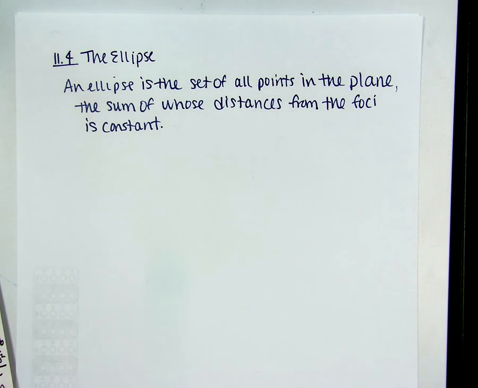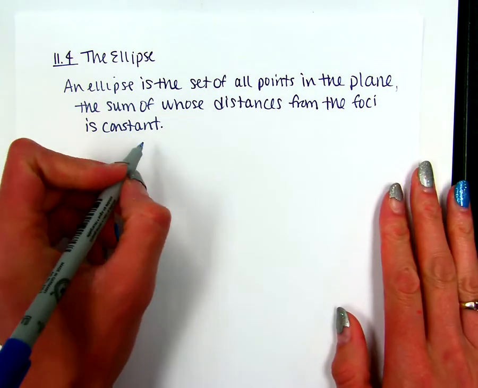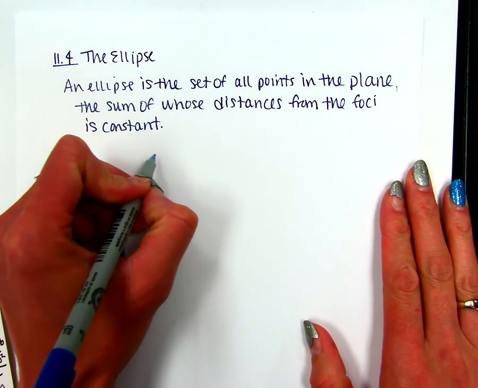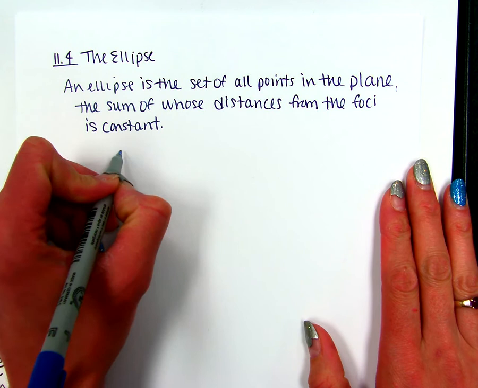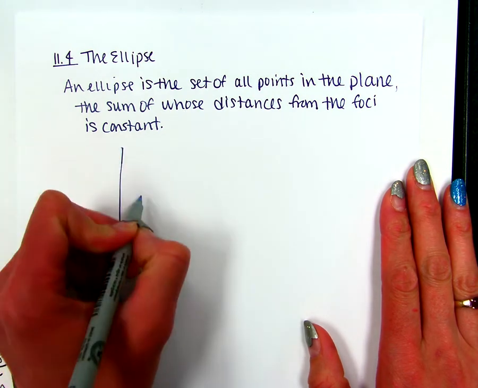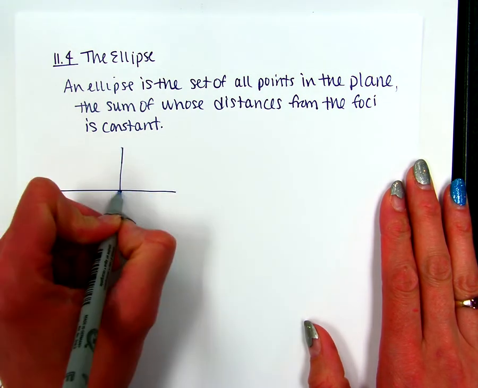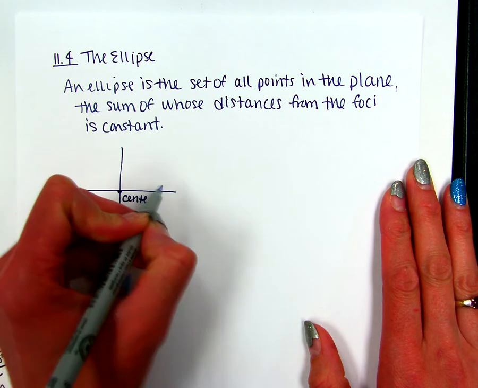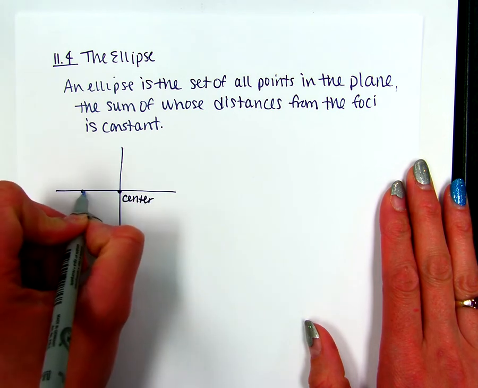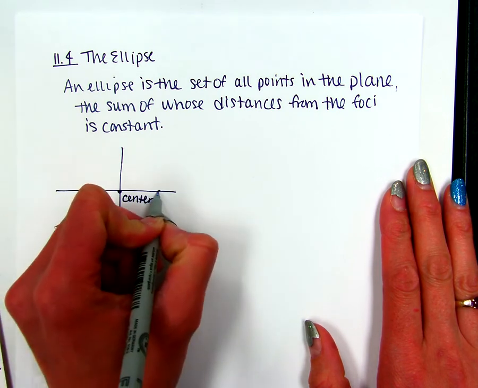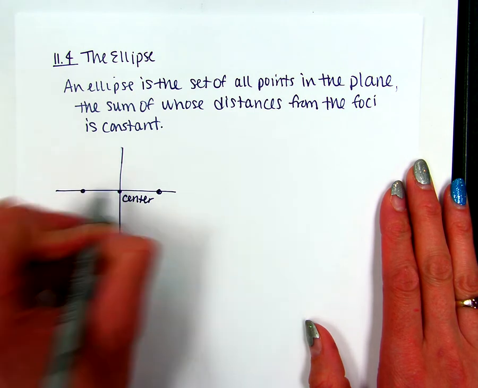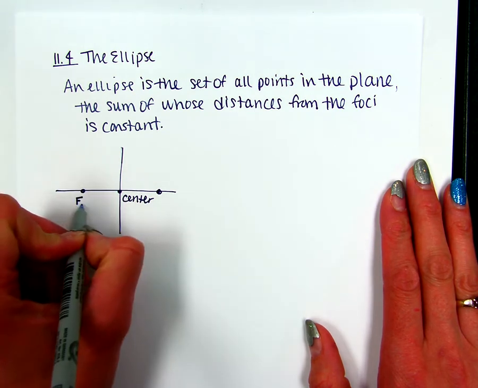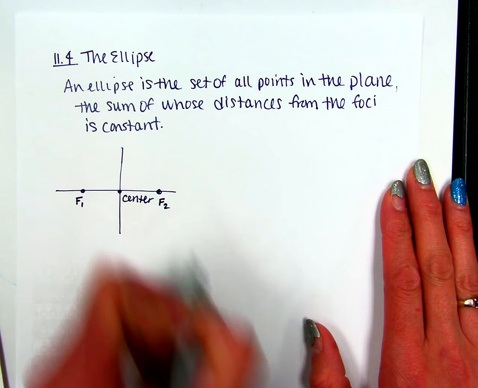All right, so today we're going to talk about ellipses, and the definition of an ellipse is as written below. I'm going to draw out a diagram. So here's an ellipse. We're going to just make it have a center at the origin. And there are two foci, which are going to be along the major axis. So these are the same distance away from the center. Here's focal point 1, and here's focal point 2.